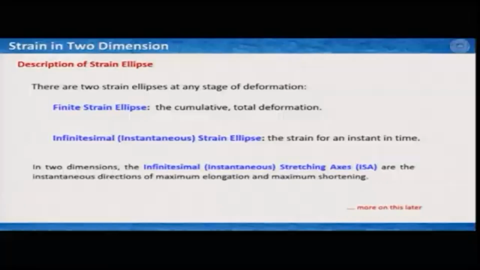And then there is the infinitesimal or instantaneous strain ellipse. That is the strain ellipse for any instant of time. Now in 2 dimensions there is also one term that we call the infinitesimal or instantaneous stretching axes, and these are the instantaneous directions of maximum elongation and maximum shortening. We will learn more about it later.